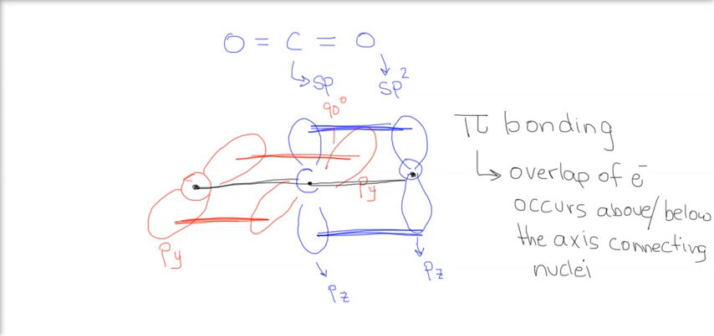So this concludes the video on hybridization and sigma and pi bonding, how to identify hybridization in a molecule, and how to identify the type of bonding that is occurring in any given molecule between elements.